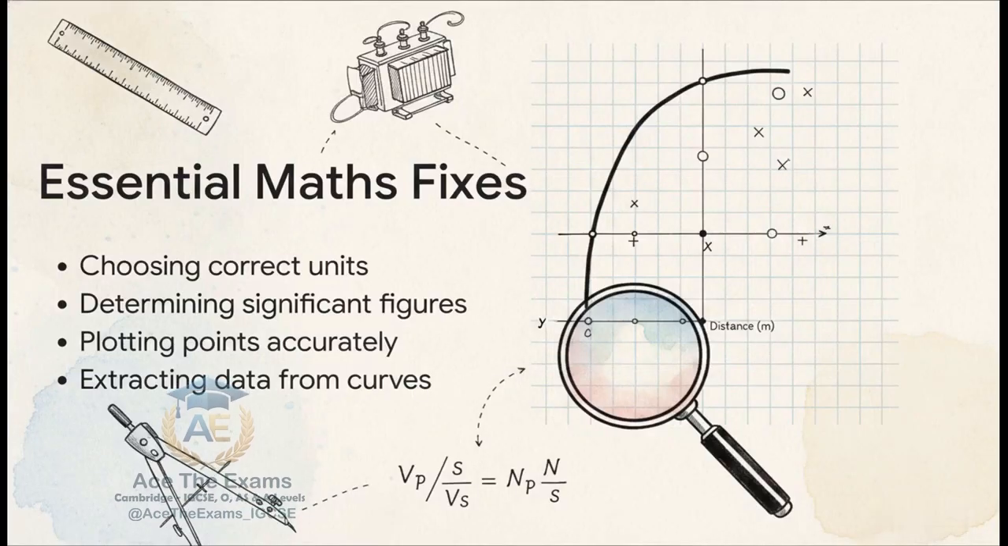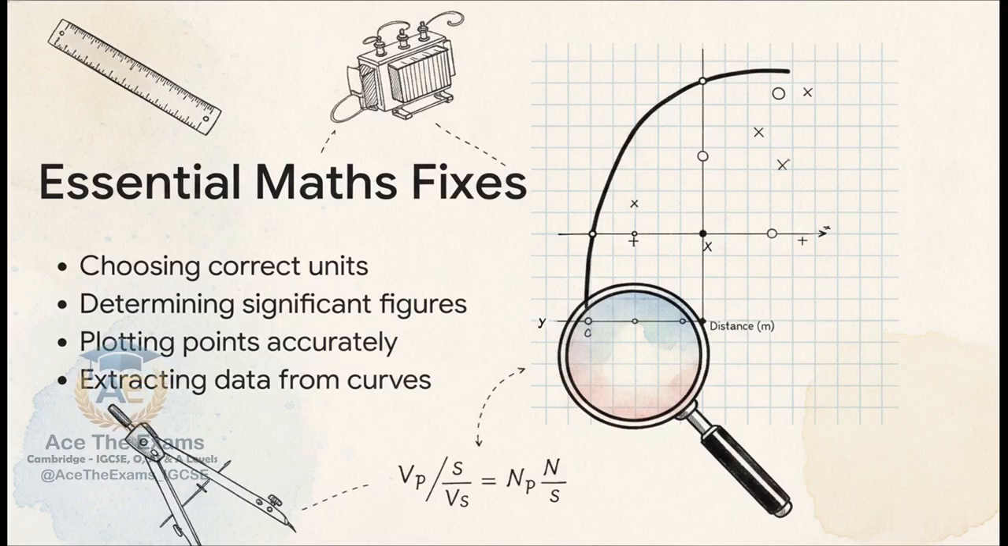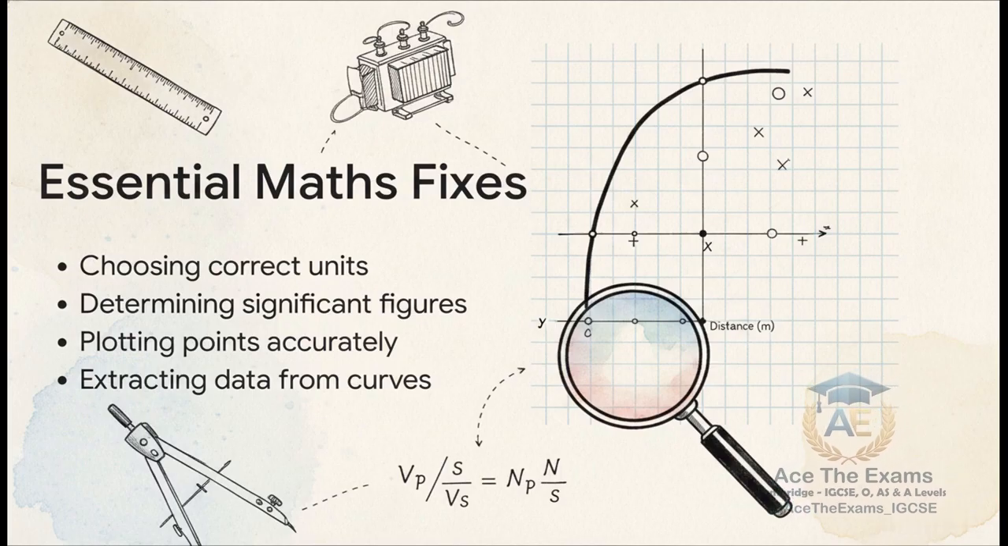By pulling directly from that grid, the blueprint outlines the essential maths fixes required to save a failing answer. The student absolutely has to master choosing the correct units, determining significant figures, plotting points accurately on a graph, and extracting data from curves. These specific skills are what prevent those incredibly common errors, like graph axis mistakes or completely blowing a calculation because of missing units in a transformer equation.